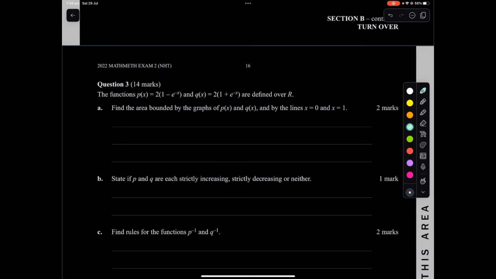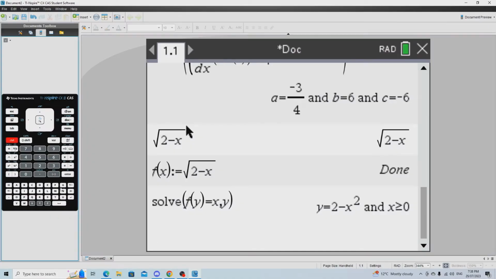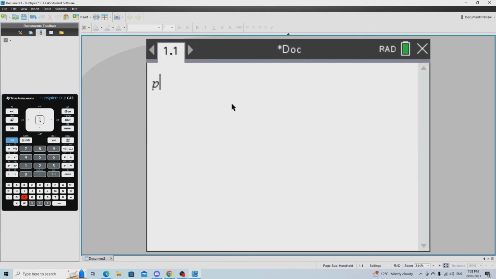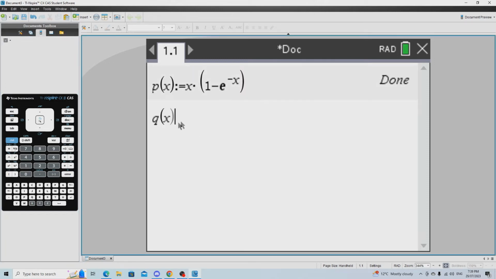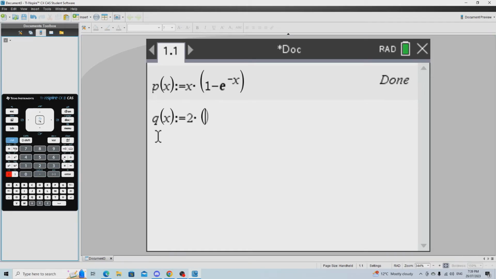So the function p of x is this, and q of x is defined. Find the area bounded by the graph of p of x and q of x. Okay, so I'm going to press control n and define the function. So p of x is 2 times 1 minus e to the minus x, and q of x is 2 times 1 plus e to the negative x.